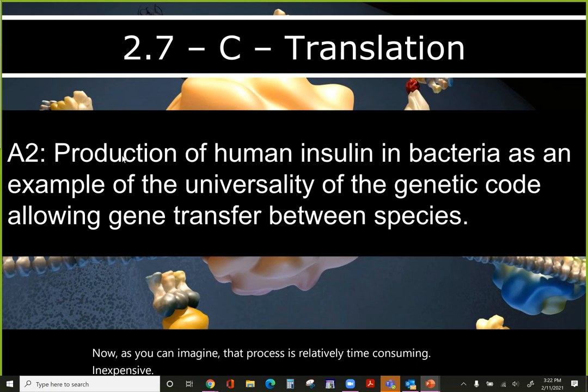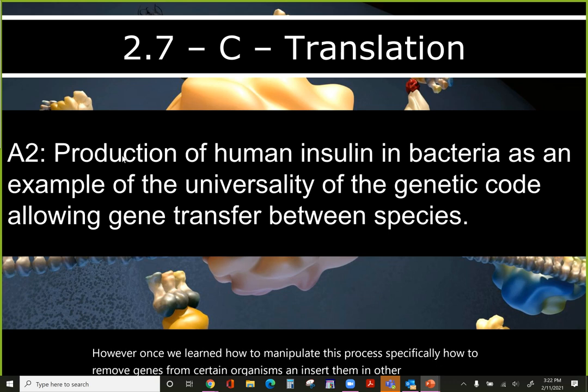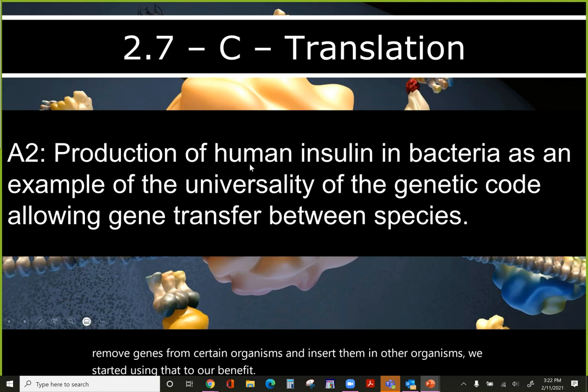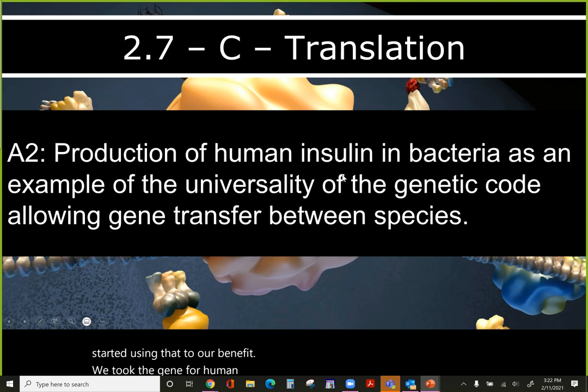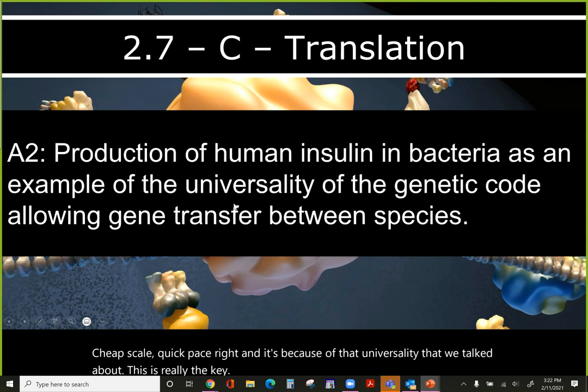However, once we learned how to manipulate this process, specifically how to remove genes from certain organisms and insert them in other organisms, we started using that to our benefit. We took the gene for human insulin and inserted it into a bacteria. That bacteria then divided to form a colony. That colony of bacteria, with that gene for human insulin, can produce human insulin on a very cheap and very quick pace. Cheap scale, quick pace, right? And it's because of that universality that we talked about. This is really the key to why that works.